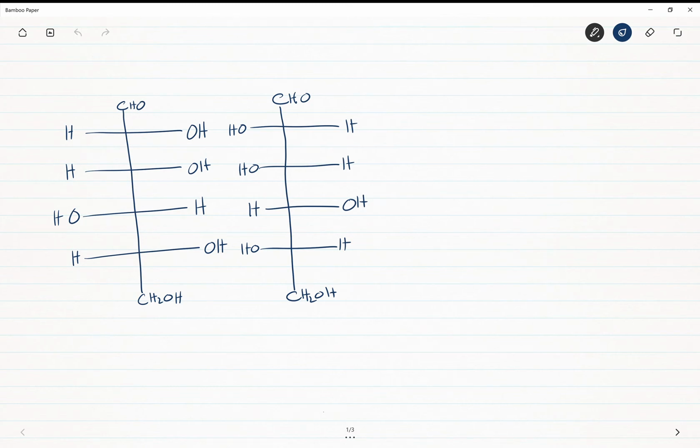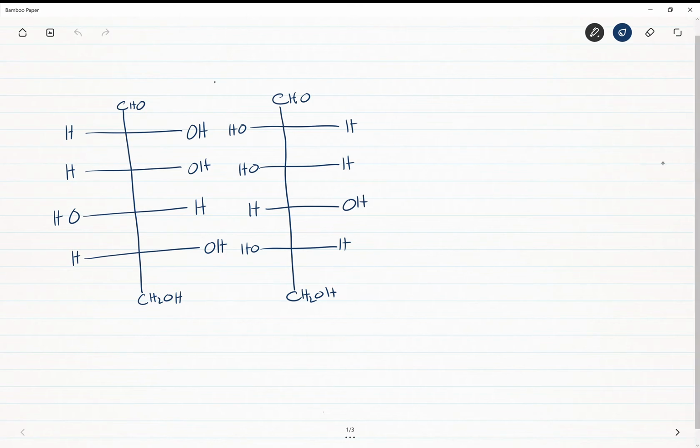Now that we have seen the structure of a Fischer projection, we are going to use it to determine enantiomers and diastereomers. To do that in these molecules is not too difficult since we don't have to rotate them, or we cannot rotate them. So it's just what's in front of us is what we see.